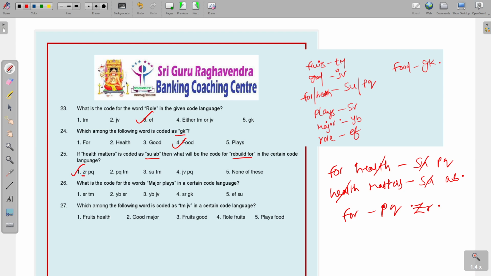In coding there is no ZR code. And next, what is the code for the word major place? So major here is YB, and next place is SR. YB and SR. Which among the following words is coded as TM and JV in certain code language? So TM is fruits and JV is good. So fruits good. Option 3 is the answer.